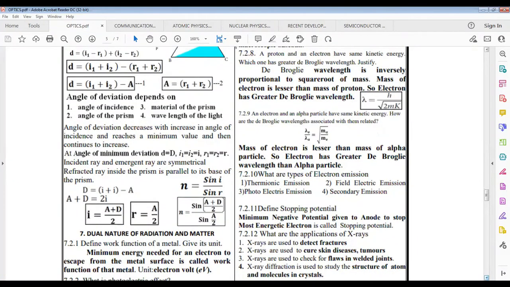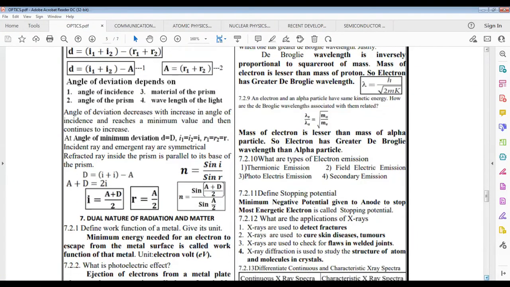What are the applications of X-rays? This is a 2 mark or 3 mark question. X-rays are used to detect fractures. X-rays are used to cure skin diseases and tumors. X-rays are used to check flaws in welded joints. X-ray diffraction is used to study the structure of atoms.